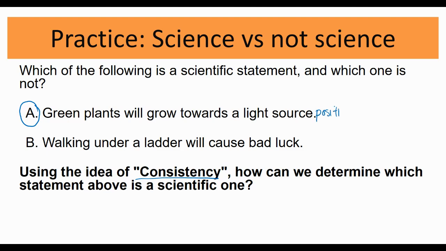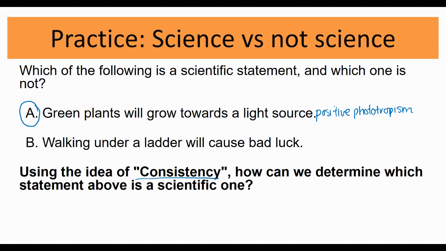positive phototropism, which means that the plant will grow towards the light. If you sit a plant in your window, you will see that it starts to lean towards the sunlight. And if you turn that pot, then the plant will go back to lean towards the sunlight after a few days or hours, okay?